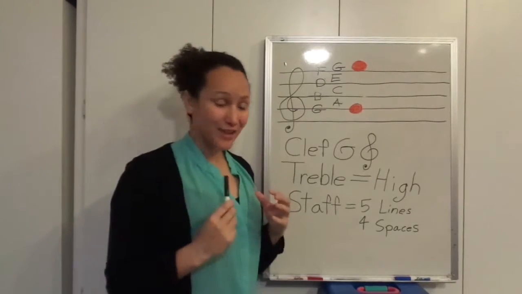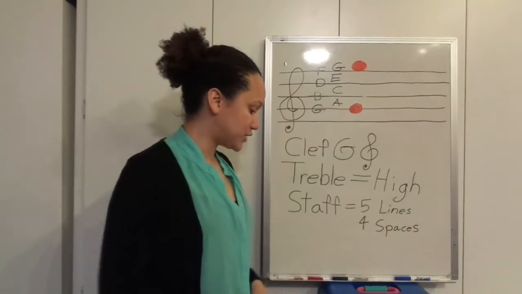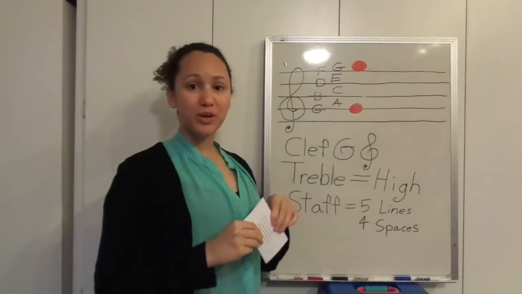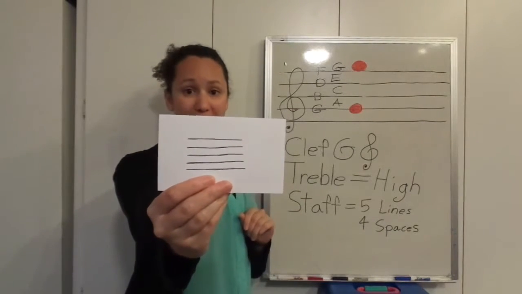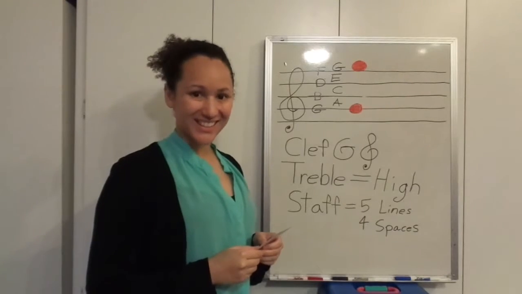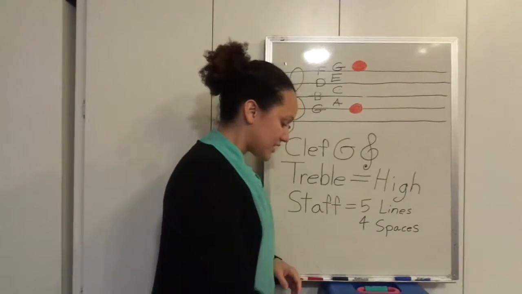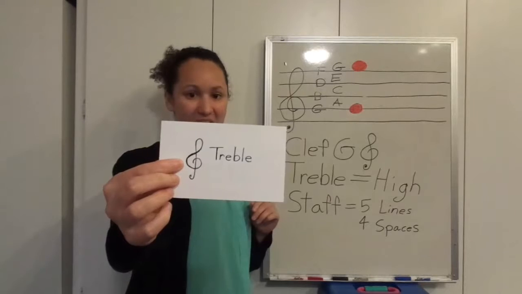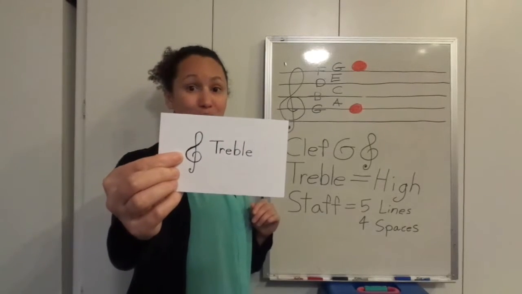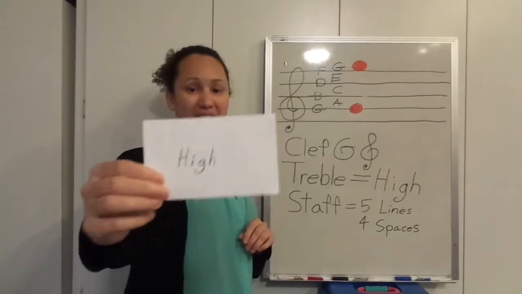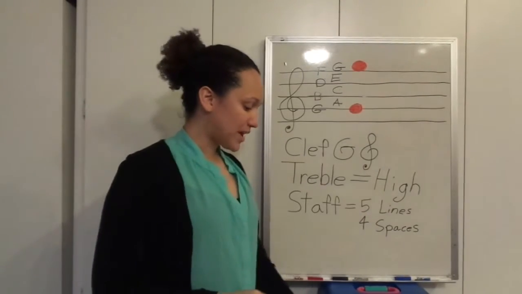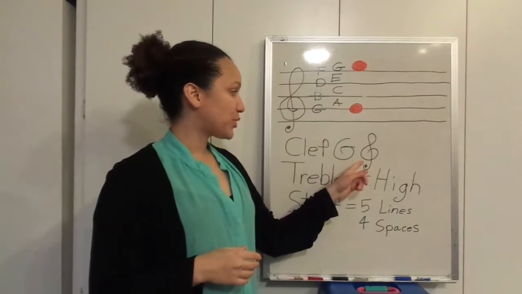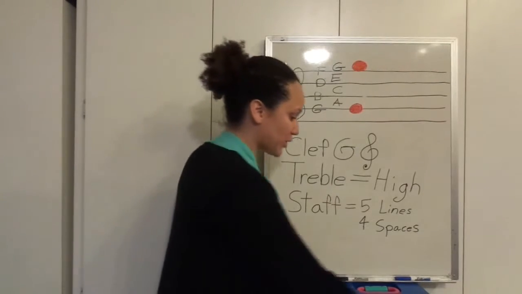Now, if you're making flashcards, which is really good to do with all of these new concepts and terms, go ahead and write out staff and then put 5 lines. You can also write 5 lines, 4 spaces if you want as well. Take another one out and very carefully draw a treble clef and write on it treble, or if you want, treble clef, and put on the back high. You can also make a third flashcard to say G clef and just put the treble symbol there, or the G clef symbol.